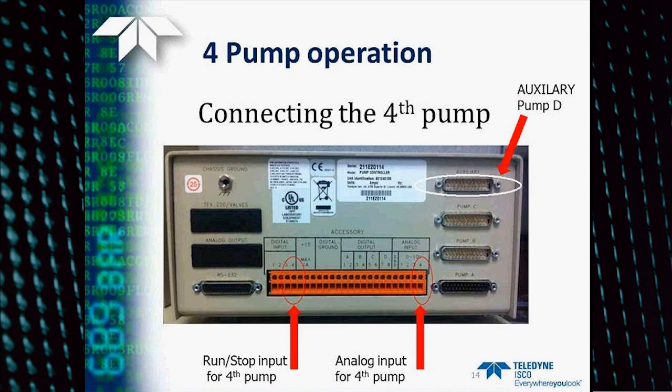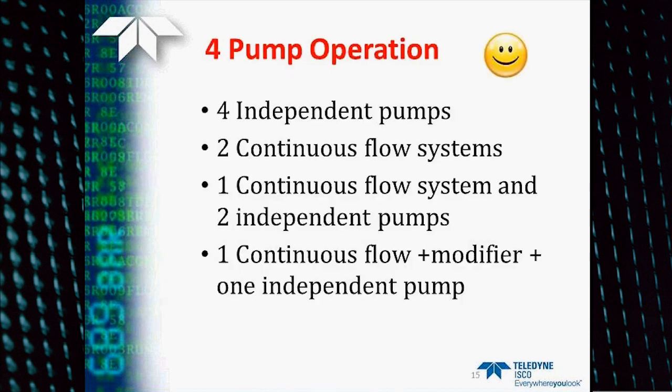So how do we connect this 4th pump? Well, if you look at the picture here, you can see the back panel of the controller. And there is now, always has been actually, a 4th connector up at the top marked auxiliary. And this is where you connect the 4th pump. Also on the new controller, you can see there are digital input for this pump number 4 to allow it to run and stop, and also an analog input that's been added to allow analog control of the flow rate or pressure. So what kinds of modes can you operate the pump in now?